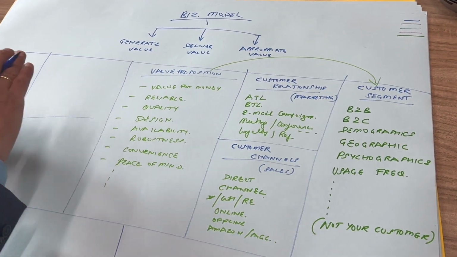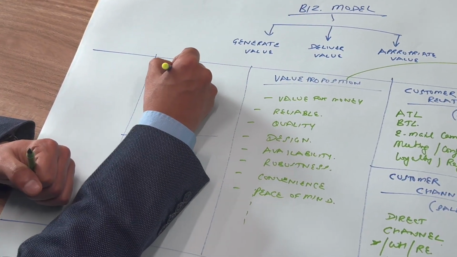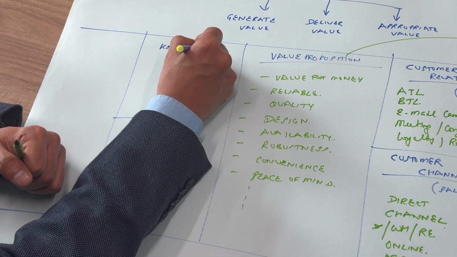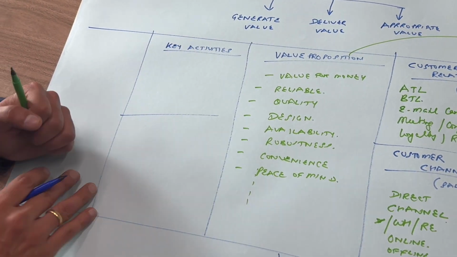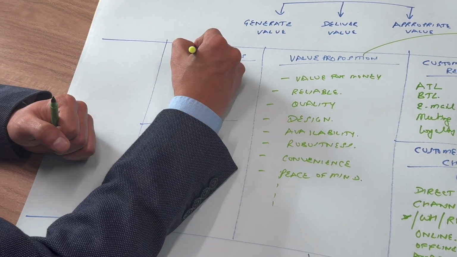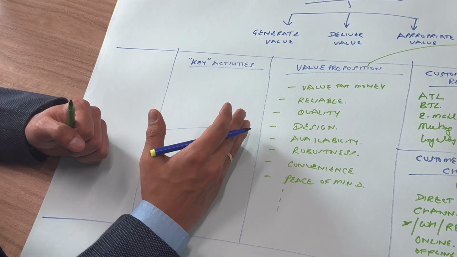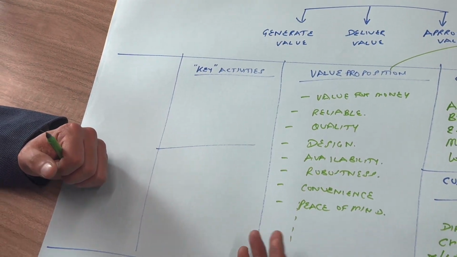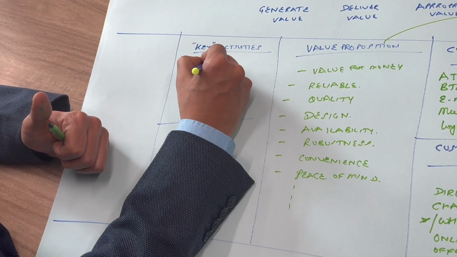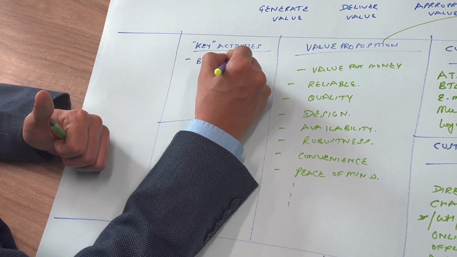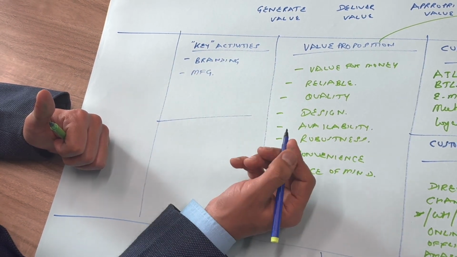Now let's come to the value creating activities. One of the first value creating activities is key activities. What are the key activities that the organization does? Now the key word here is key. What are the activities that you have to do, in which you are different, and which you cannot outsource? Some of the key activities could be branding, manufacturing could be another key activity.